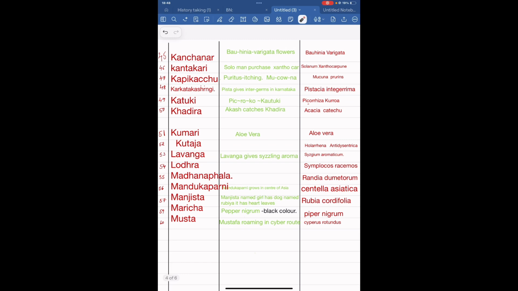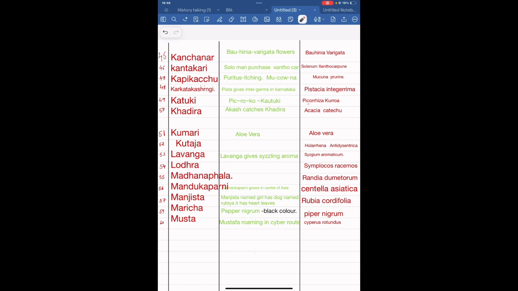So from the K word, there is another drug called Kanchanar. In Marathi we call it Bauhinia. Bauhinia variegata. It holds various flowers. So Bauhinia variegata is the trick.